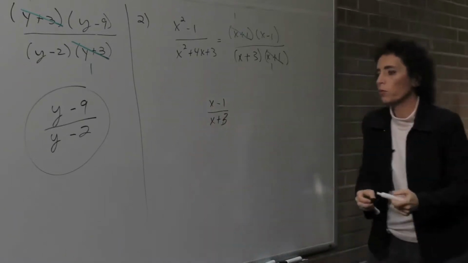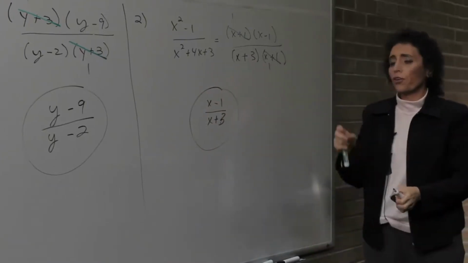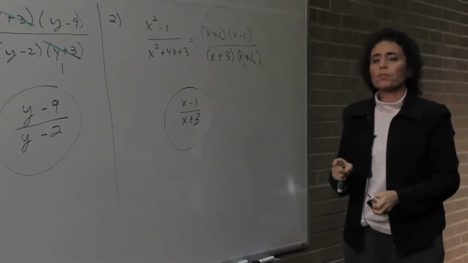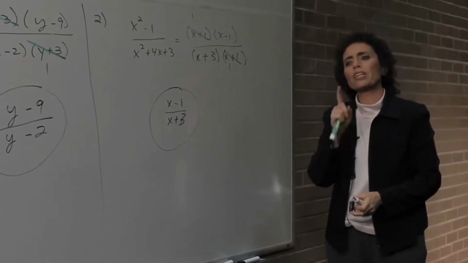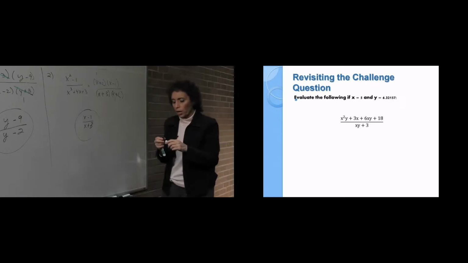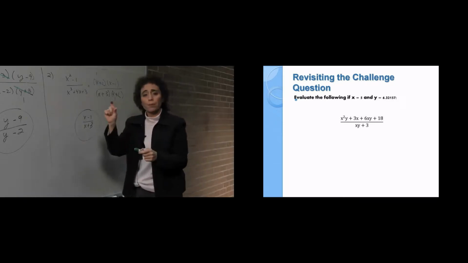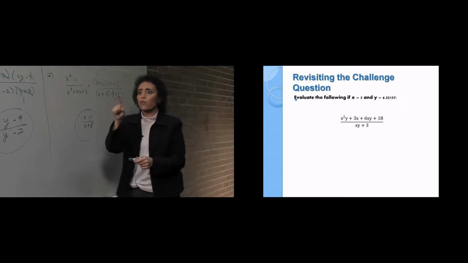x minus 1 over x plus 3. I am done. Okay? So that's how you do that problem. There are a couple problems for you to do. Actually, before we let you do some problems, let's revisit this challenge problem. Let's see how we could simplify this challenge problem. Remember, it says to evaluate that big rational expression for those values.